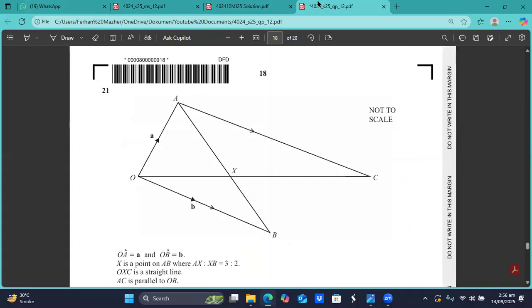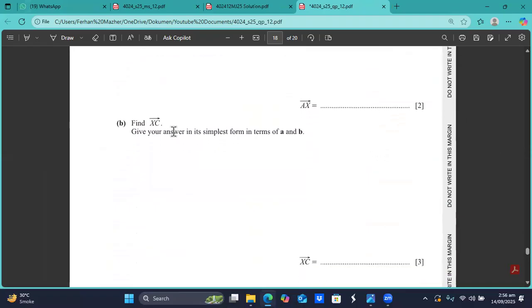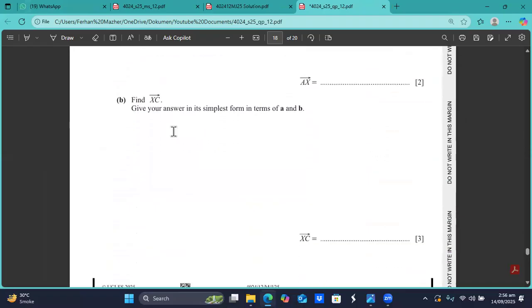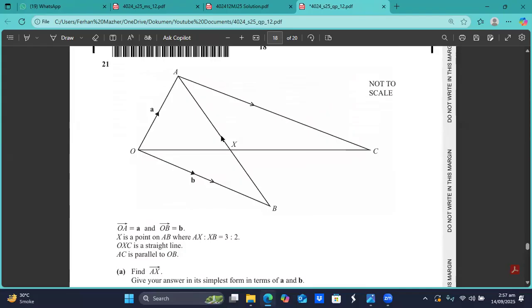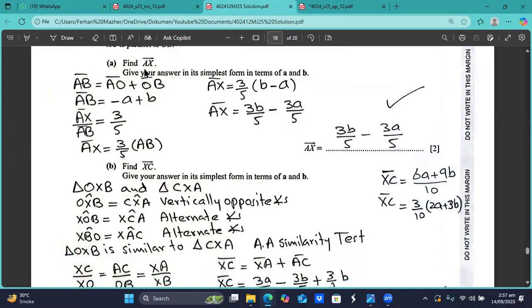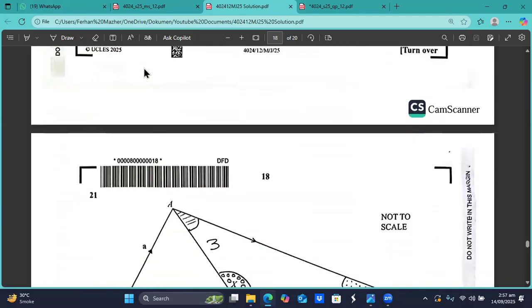Yeah. Okay. Then I know the AX value. Now they want me to find out the XC value. Give your answer in simplest form in the terms of A and B. XC, and it's a 3-mark question. They want me to find out the value of the XC. Okay, so I want to know XC value. You know, this triangle and this triangle, they are similar to each other. So let me first of all prove that these 2 triangles are similar. Let me show you from here first of all.